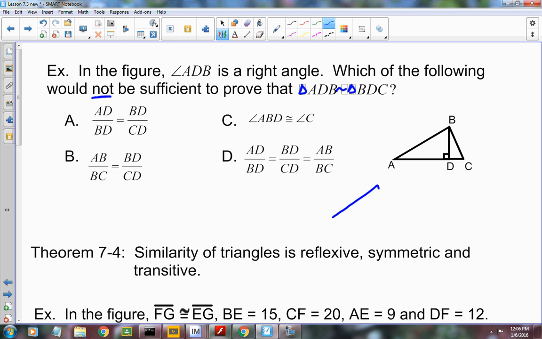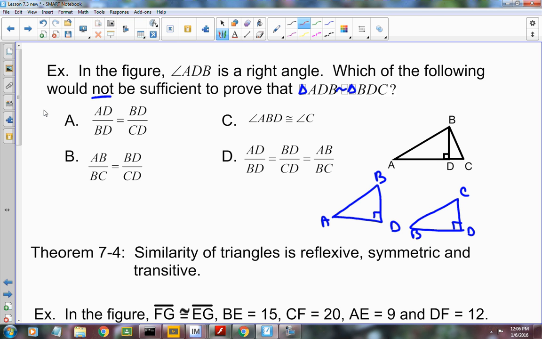So I've got this triangle here, ABD, and I've got a right angle there. And then I'm looking at this other triangle, BDC. And so I've got to rotate it to the left. And my B is here, this is my D, and this is my C. And I want to determine if these two triangles are similar. And three of these ways will prove them similar. One of them will not.